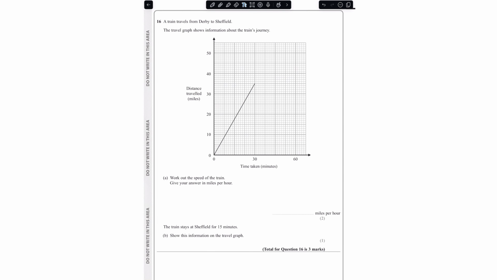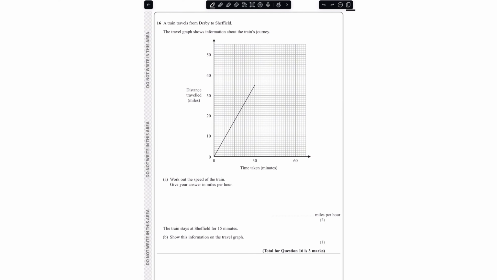In question 16, we are told that a train travels from Derby to Sheffield. The travel graph shows information about the train's journey. Work out the speed of the train. Give your answer in miles per hour. So a standard equation that you all must know is that speed equals distance divided by time. So in the first 30 minutes, the distance traveled is 35 miles, and the time taken in hours is 0.5, as we need to work out the speed in miles per hour. So 35 divided by 0.5 gives you 70. And so your final answer is 70 miles per hour.